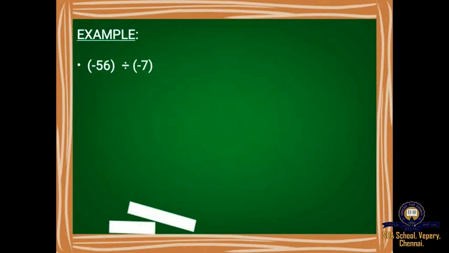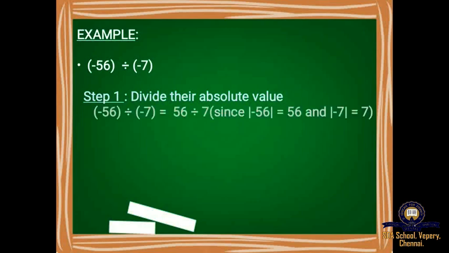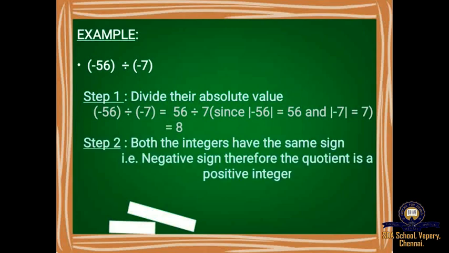Next example, minus 56 divided by minus 7. First we have to find the absolute values and divide them. The absolute value of minus 56 is equal to 56 and the absolute value of minus 7 is equal to 7. So 56 divided by 7 is equal to 8. Next we have to assign the sign. Both the integers have the same sign, that is negative sign. Therefore, the quotient is a positive integer. Therefore, minus 56 divided by minus 7 is equal to plus 8.